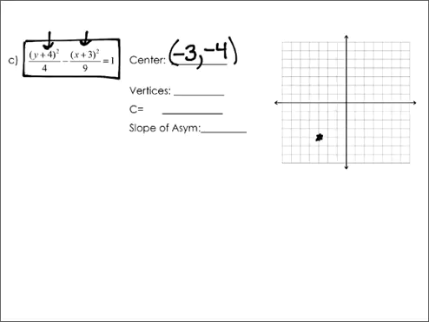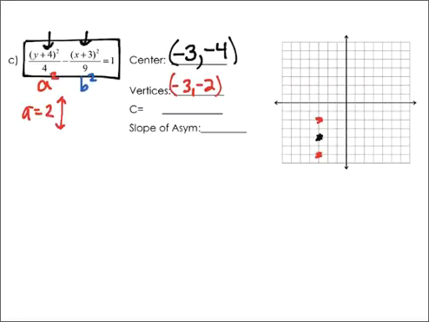Alright, a squared is first, b squared is second. Since a squared is 4, a is going to equal 2. It's under the y value. Y's go up and down, so I know my hyperbola will open up and down. So I'm going to go up 2 and down 2 from my center, and those are my vertices. So my vertices are going to be at, just look at the graph to figure out where they are. -3, -2 is the one on top, and then -3, -6 is the one below the center.